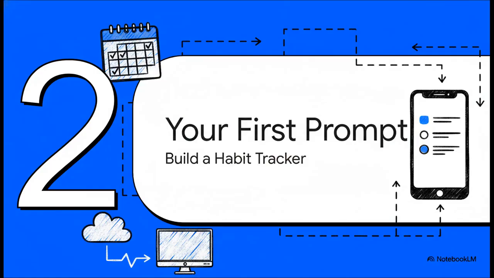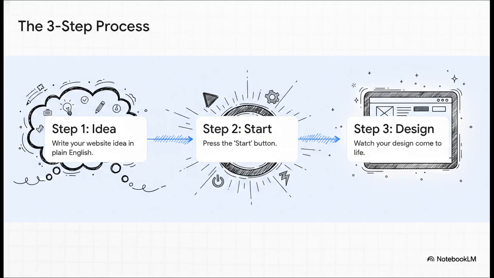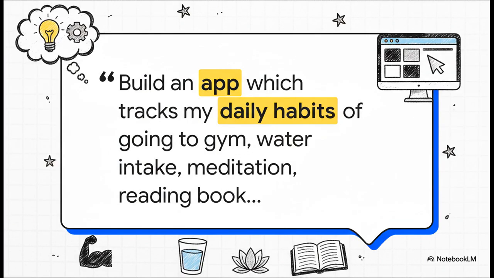Okay, so let's put this to the test. We're going to see this in action and build something simple, a habit tracker. Let's see how you'd make your very first prompt. And the process? Honestly, it's as simple as it looks. You just write out your idea in plain English, you press start, and then you just watch as your design comes to life. No complex menus, no digging through templates. It's just your idea straight up. And this is what makes it so incredibly powerful. It feels less like you're coding and more like you're just talking to a designer.